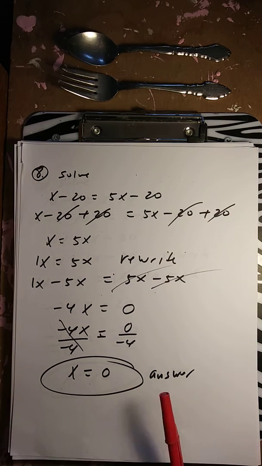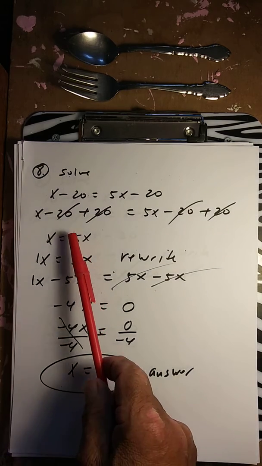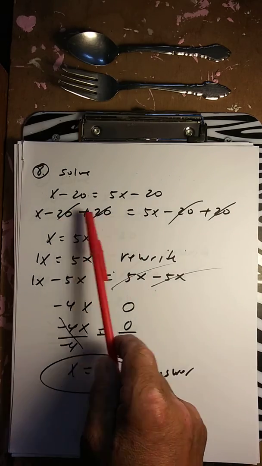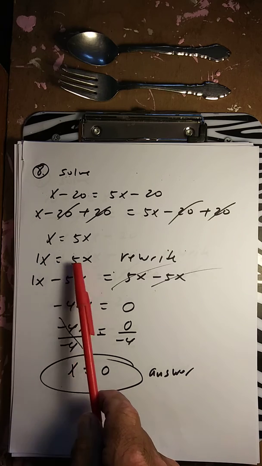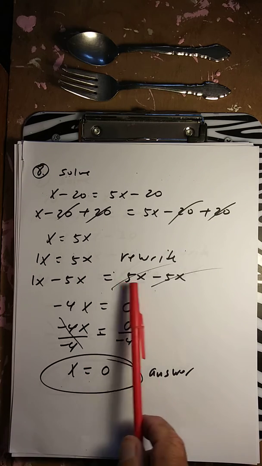X minus 20 equals 5x minus 20. So add 20 to both sides. These are gone. So we have x equals 5x. Rewrite this: 1x equals 5x. Now minus 5x and minus 5x.